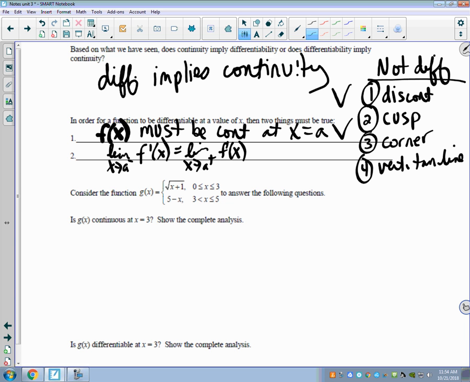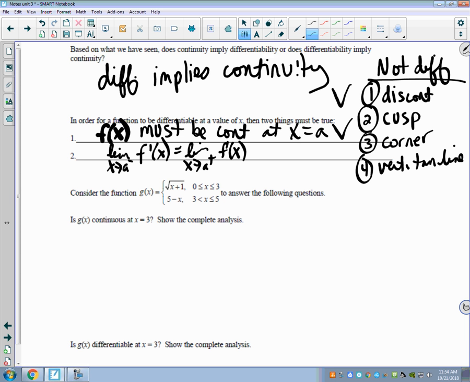Remember, we talked about that because a vertical tangent line is kind of like the cube root of x. There's a good example of that where it turns like this. But if your tangent line is undefined, the slope is undefined, then it's not differentiable there.